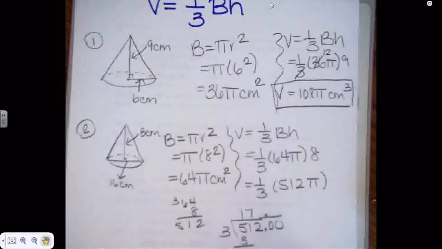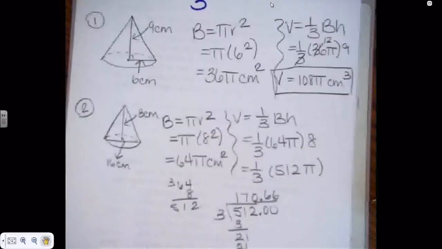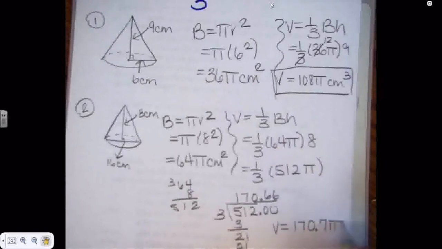So bring down my 2. 3 doesn't go into 2. Bring down a 0. 3 into 20 is 6. And as you see, it repeats. So I'm going to round this to the tenths position. So my volume is 170.7 pi centimeters cubed.